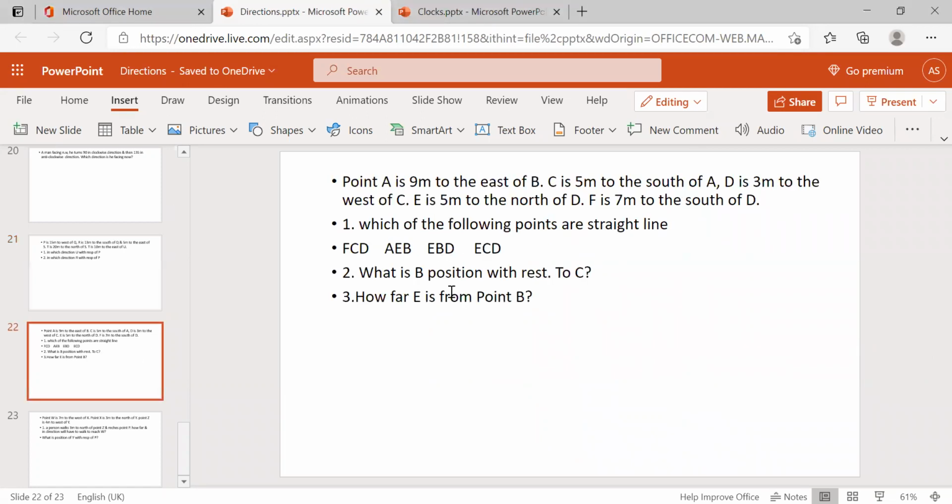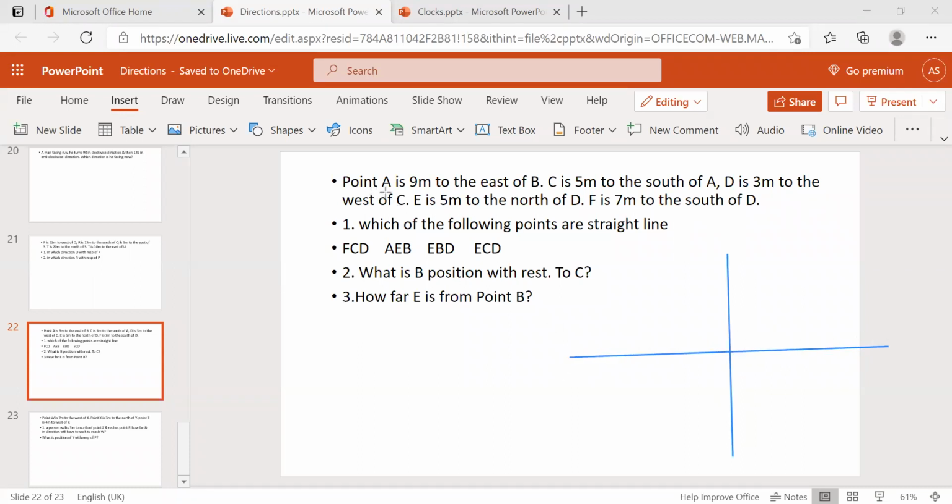Now, point A is 9 meters to the east of B. C is 5 meters to the south of A. D is 3 meters to the west of C. E is 5 meters to the north of D. And F is 7 meters to the south of D. They're giving much data actually, so just draw the diagram simply.